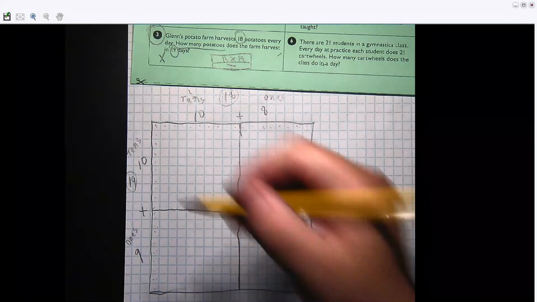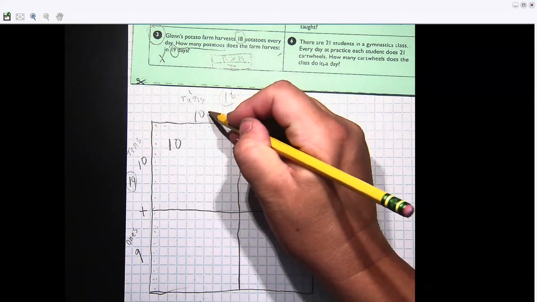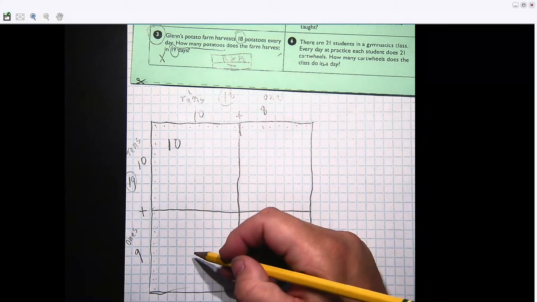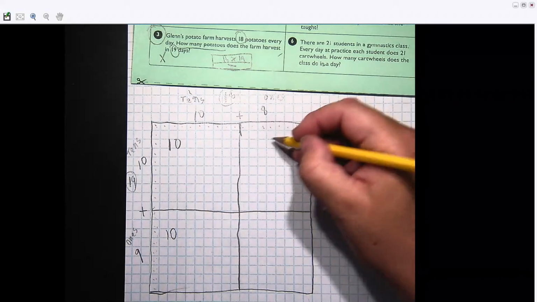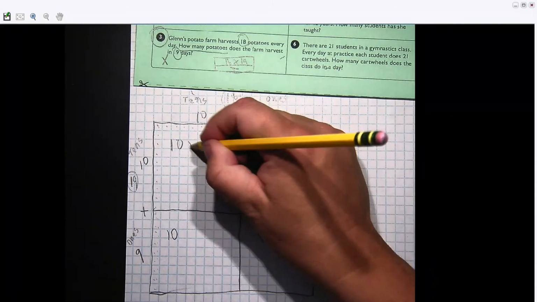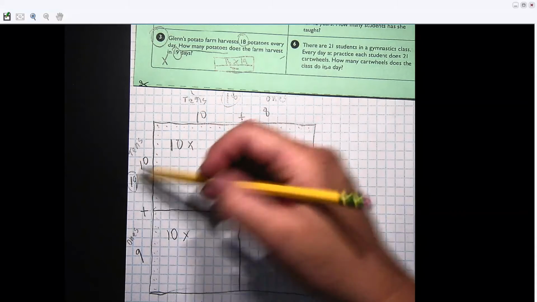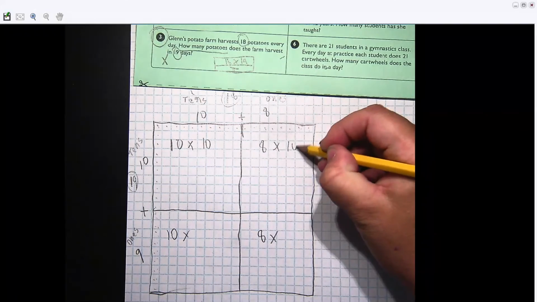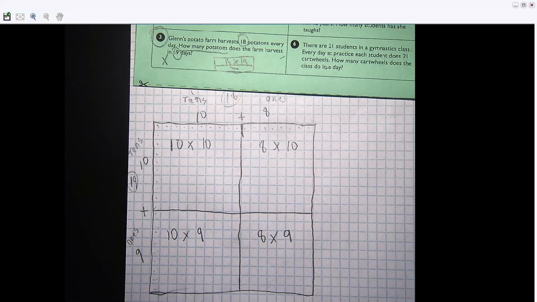The next step is to distribute. I'm going to distribute the 10 on the top row to the next two boxes below it. Then I'm going to distribute the 8 to the next two boxes below it. And then I'm going to distribute the 19 across, so the 10 across and the 9 across. Now I'm ready to multiply.